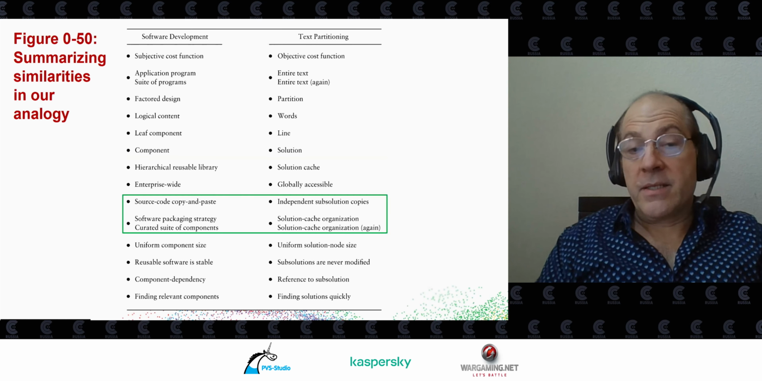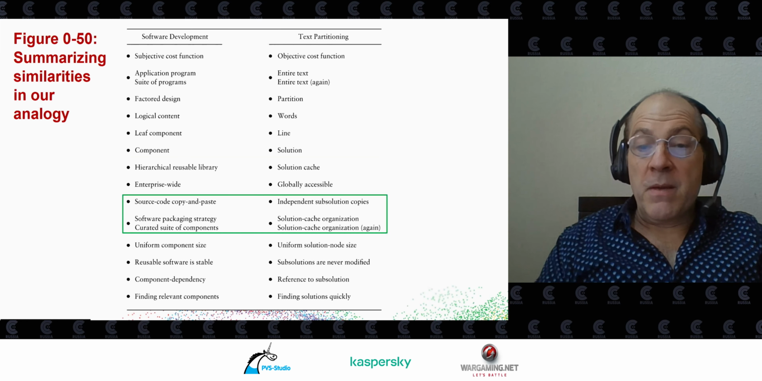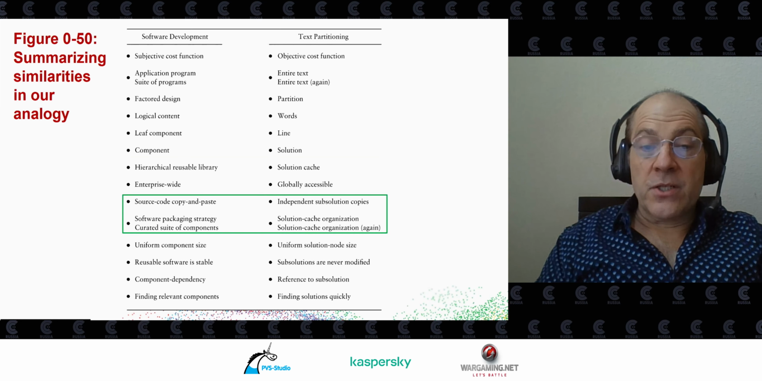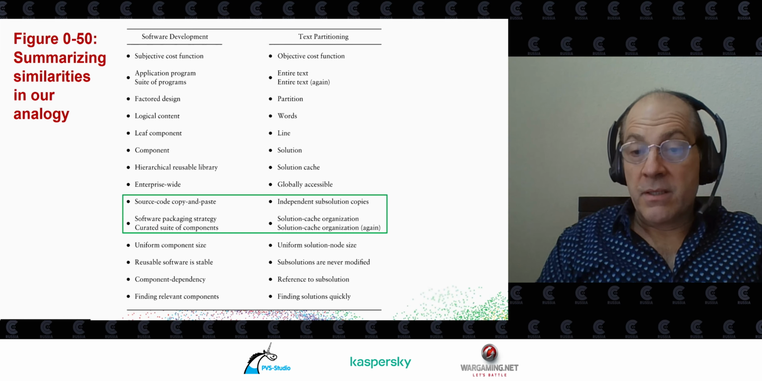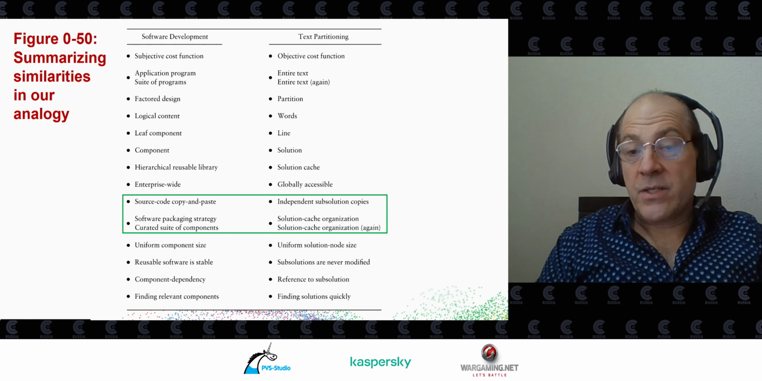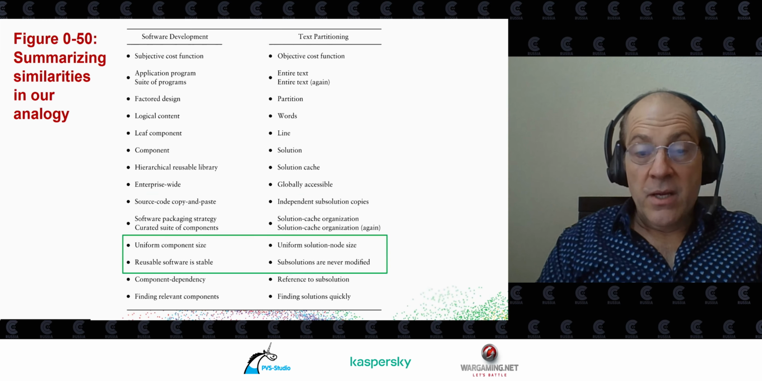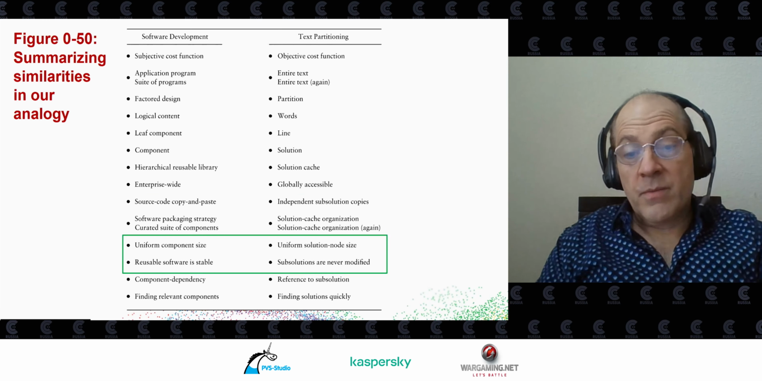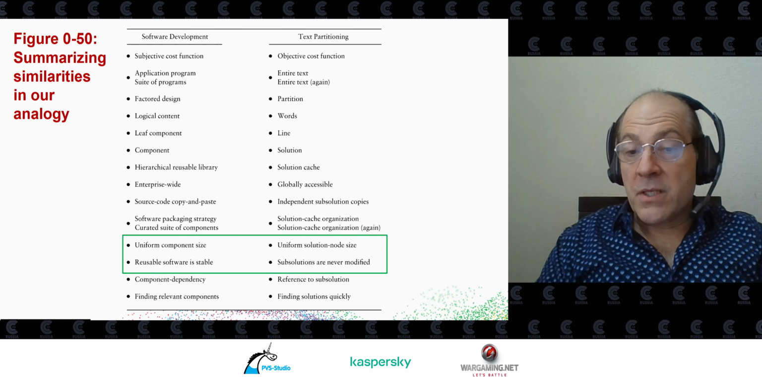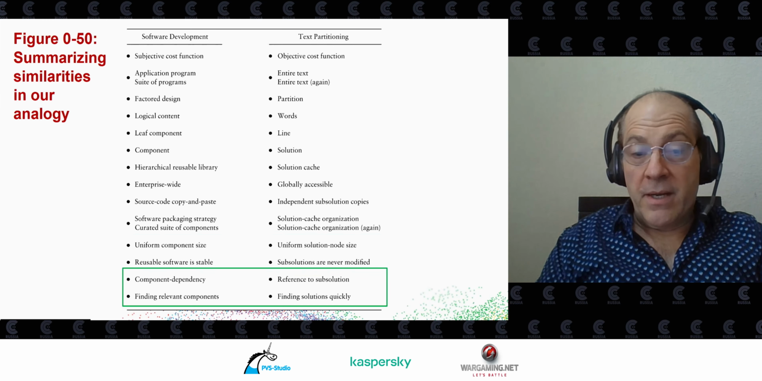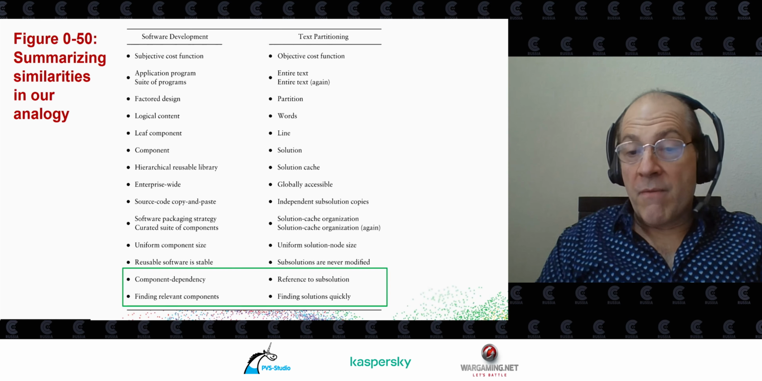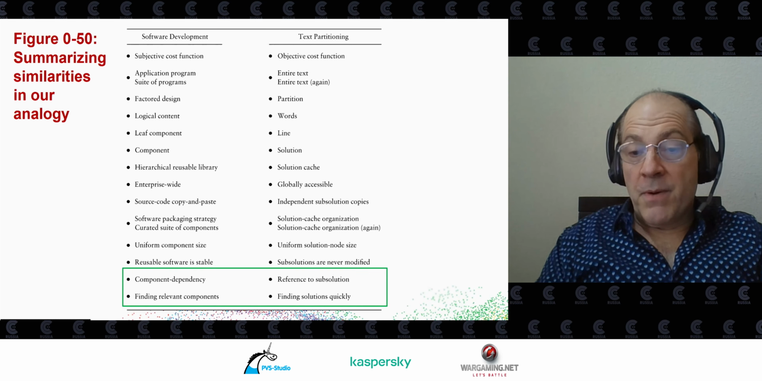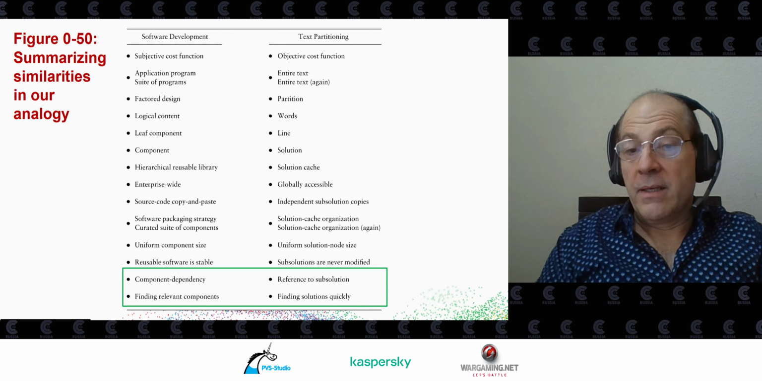Enterprise-wide, globally accessible. Source code copy and paste, independent solution copies. Software packaging strategy, curated suite of components. Solution cache organization again. Uniform component size, uniform solution node size. Reusable software is stable. Sub-solutions are never modified. Component dependency, reference to sub-solutions. Finding relevant components, finding solutions quickly.